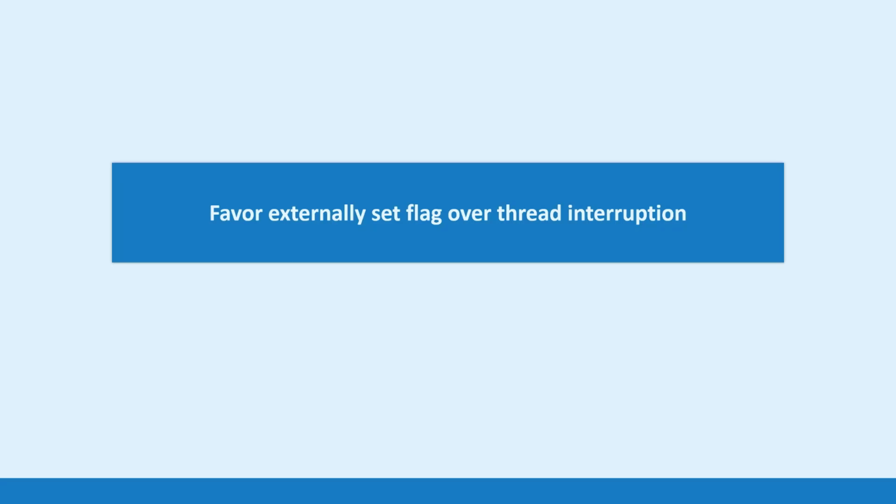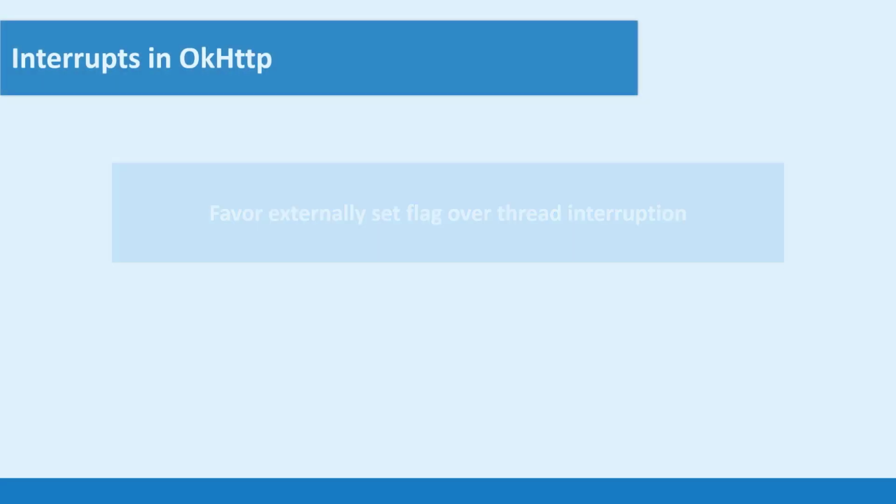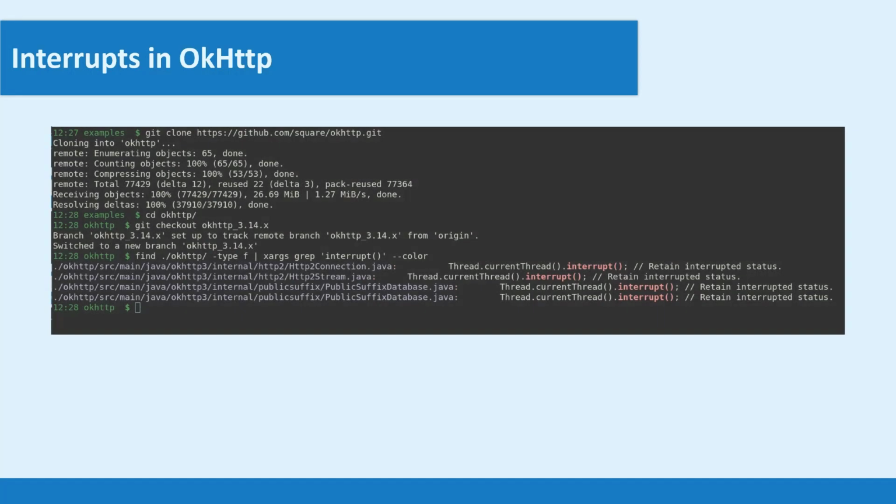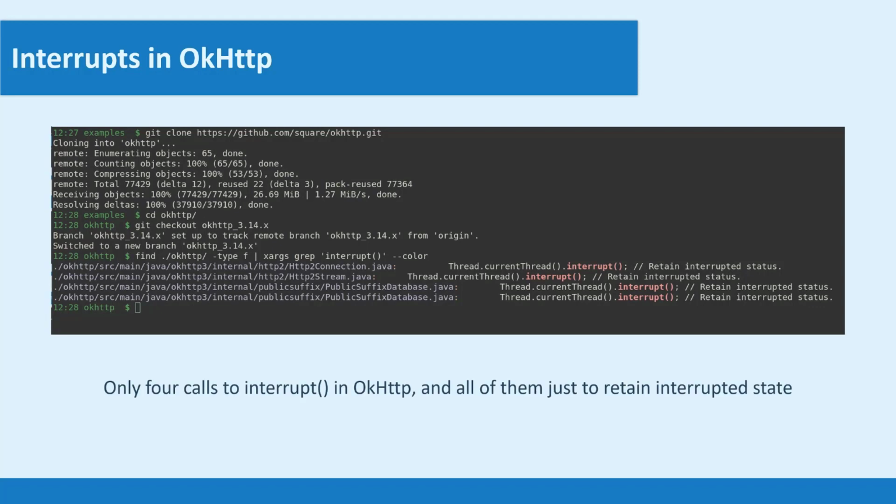I want to see whether the OkHttp library, which is probably the most widespread library in Android development, interrupts threads internally. To do that, I execute the following commands, and you can repeat that after me. And then I see that there are basically 4 calls to the Thread.interrupt method inside OkHttp.